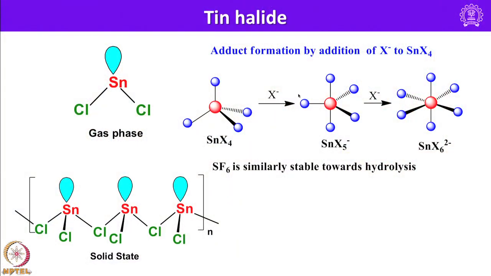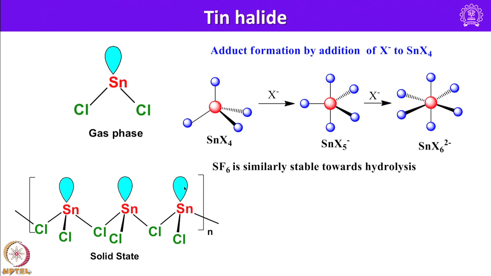In gas phase, it exists as a discrete monomeric species, and also it is known for formation of the adducts like SnX4. On addition of a halide, it forms a trigonal bipyramidal molecule, and on addition of one more it will go to the octahedral geometry, and this is very similar to SF6 or SiF6 2 minus. In solid state it has a one dimensional chain like structure like this. Again you can see here trigonal pyramidal with lone pair occupying one of these orbitals here.